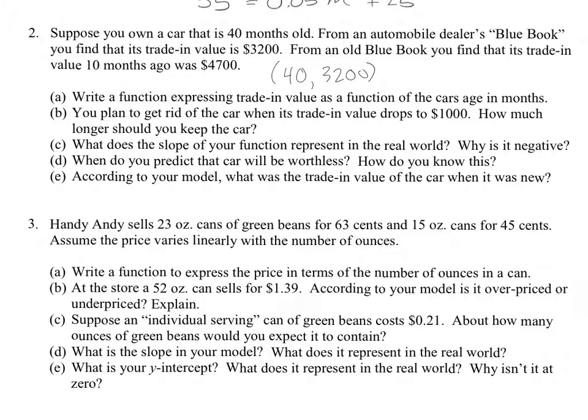Because again, as was just said, the value as a function of time, I'm going to use V of t. V of t in this case is going to equal our general function here. So 40, 3,200. What other piece of information do I have? What other piece?